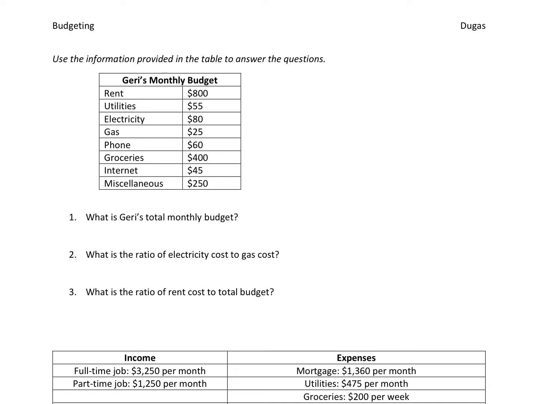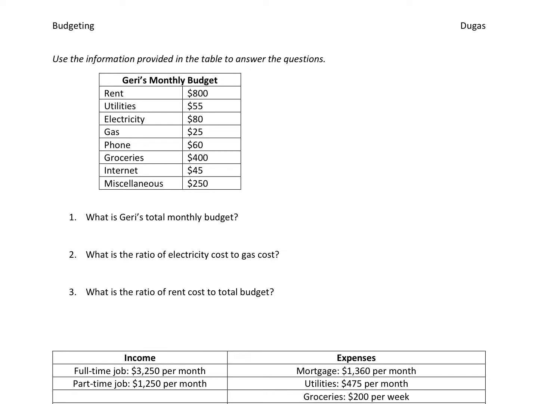In this video, we will be discussing budgeting. So we have 3 questions related to this first table. So here is Jerry's monthly budget. You can see that there are an assortment of items that she pays for each month. The first question is, what is Jerry's total monthly budget?